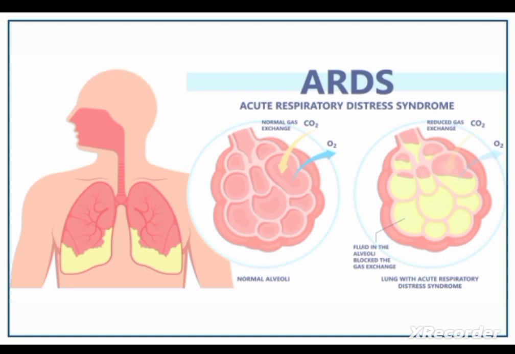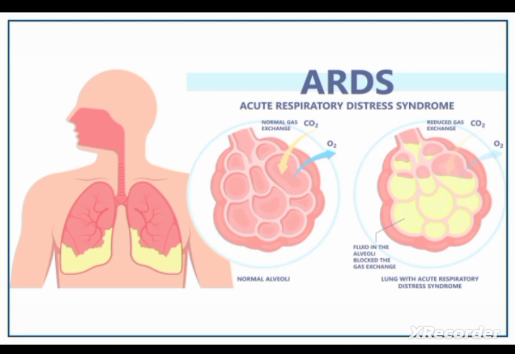So, in acute respiratory distress syndrome, what happens is there will be progressive pulmonary edema and increased bilateral infiltration, and there will be hypoxemia, that means impaired gas exchange occurs.